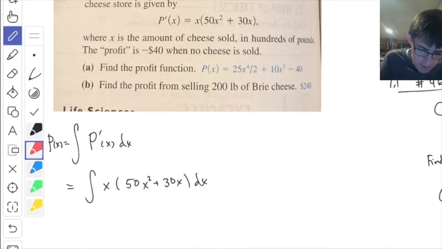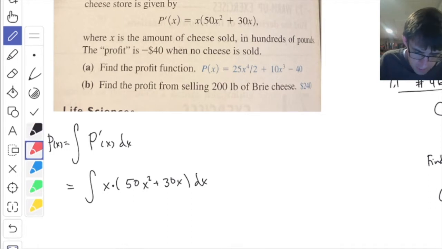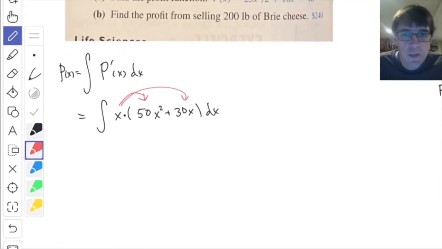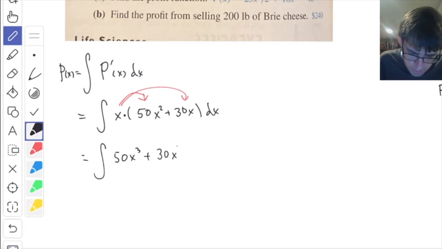Notice this right there is a multiplication, and you cannot just do the antiderivative of things which are multiplied. You have to somehow deal with the multiplication first. And what we can do in this example is distribute. Another way you deal with multiplication sometimes is by doing the substitution, which is in the next section. But in this example, don't try to do the substitution. Distribute. What do we get? We get x times 50x squared becomes 50x cubed plus x times 30x becomes 30x squared, dx.